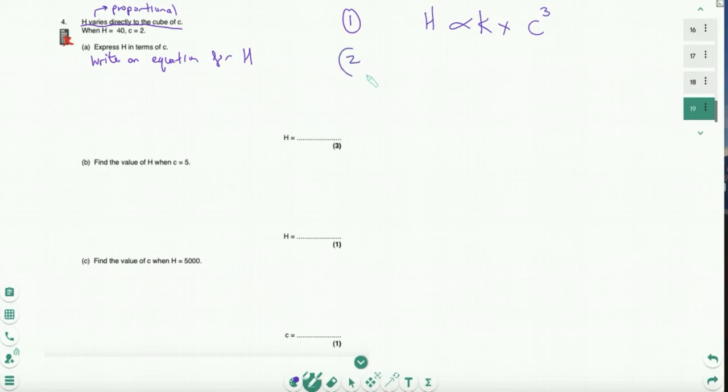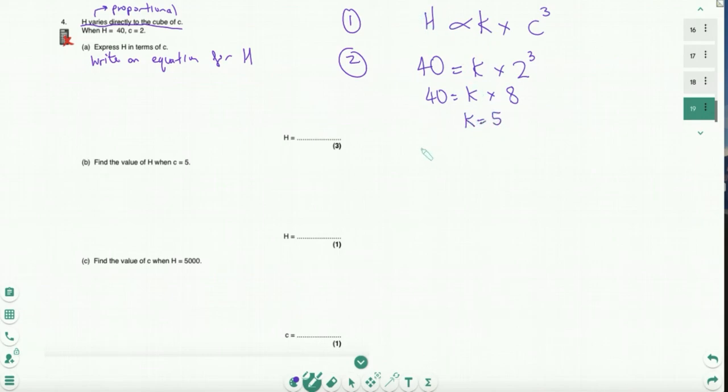Step 2, plug in the numbers. When h is 40, c is 2. We'll turn this into an equation, so 40 equals k times 2 cubed. I'm going to solve for k. 40 equals k times 2 cubed, which is 8. All right, so something times 8 is 40. We can do 40 divided by 8, or just think about it. 5 times 8 is 40, so k is 5.